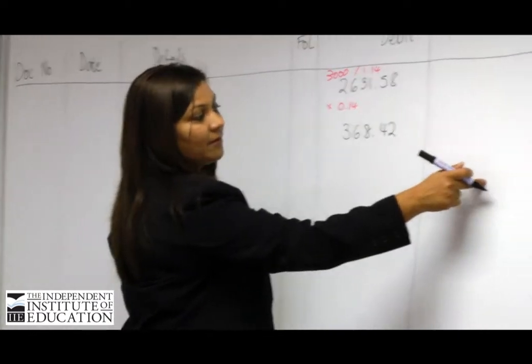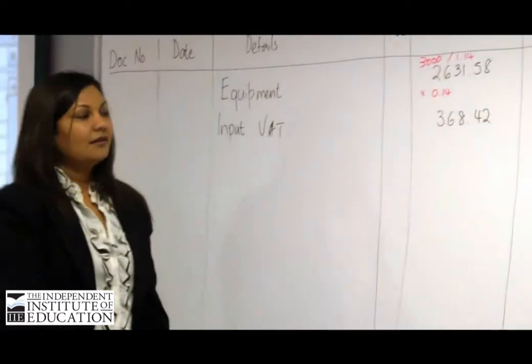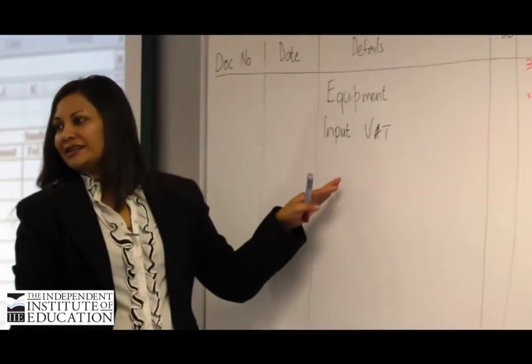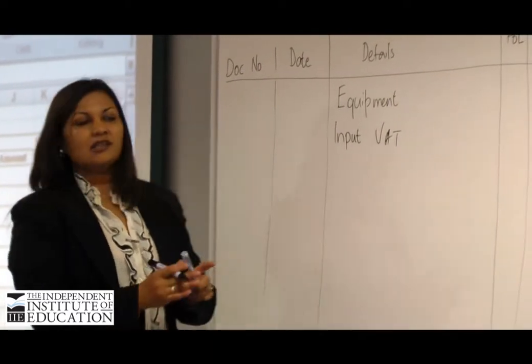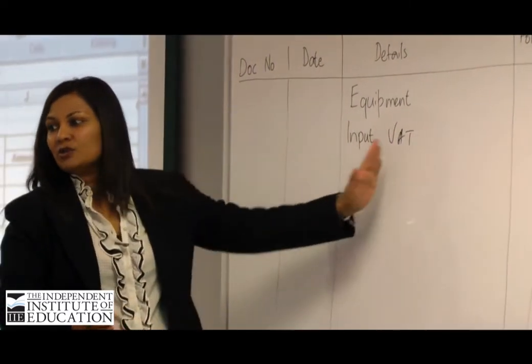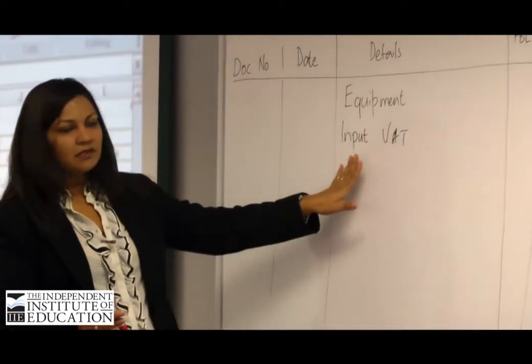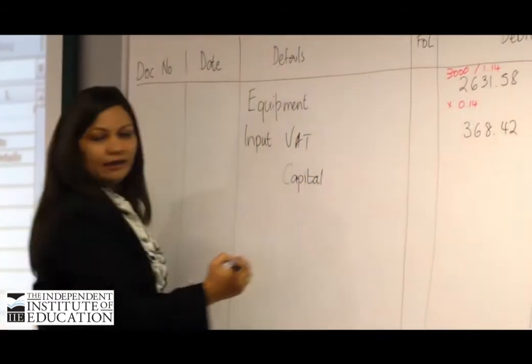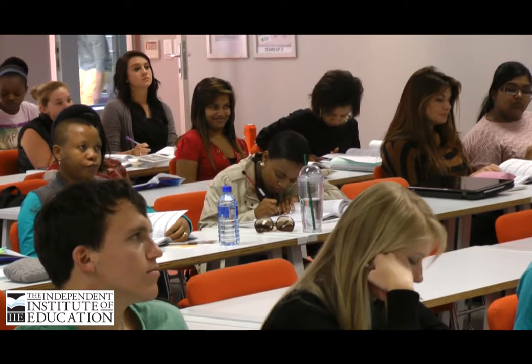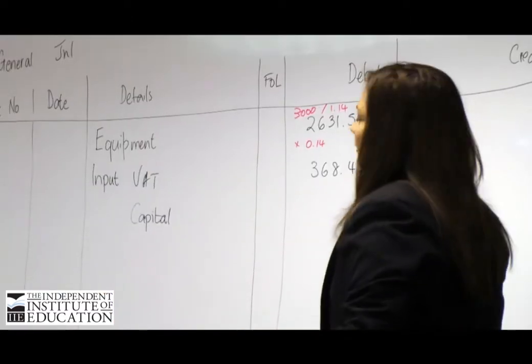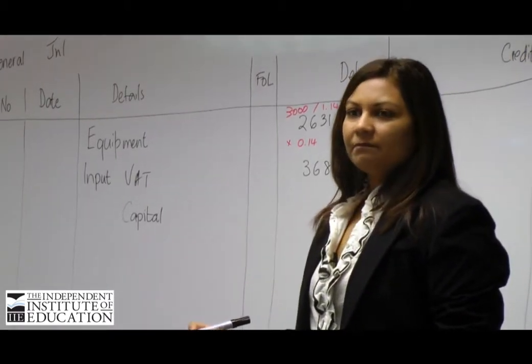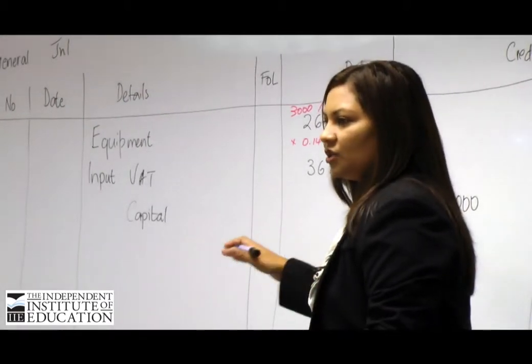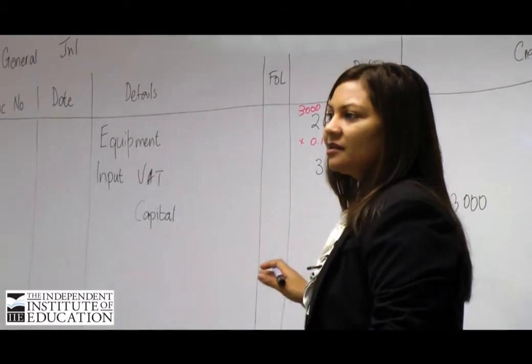So we know we're going to put an amount under credit, right? And when we put in the details for our credit entry, it's always going to be indented, where we're going to leave a space and we're going to write capital. Okay? And what will the amount be? It will be the full amount, because that's the value of capital that's coming into our business. So we're going to credit 3,000.